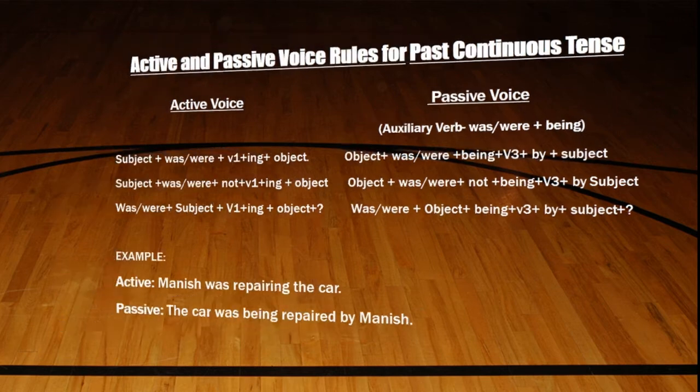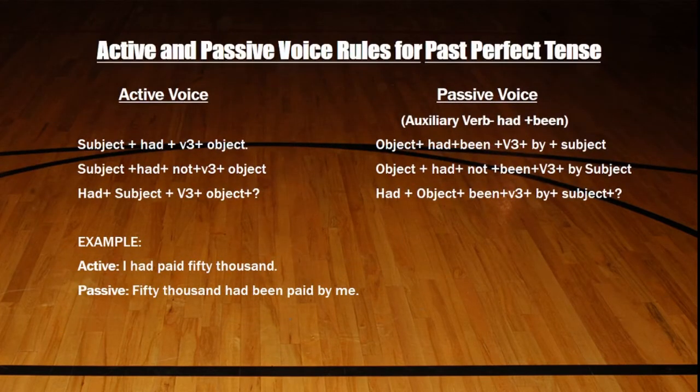Alright, so what do we have for past perfect tense? Auxiliary verb had plus being in the case of passive voice. So if we look at the first form, it's like subject plus had plus verb third form and then the object. When we convert it to passive voice, it becomes like object plus had plus being and then the third form of the verb followed by by and then the subject.